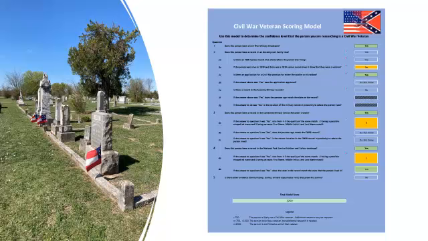A score can fall into one of 3 areas. First, the person is not likely a veteran. Second, the person could be a veteran, but additional research is needed. Or third, the person is confirmed as a Civil War veteran.